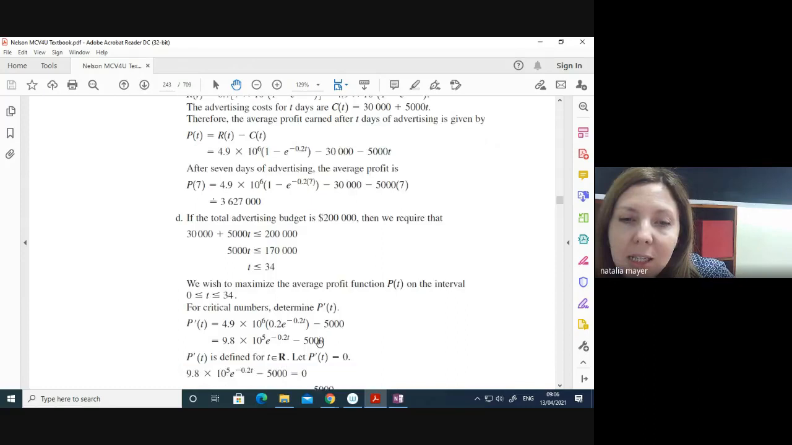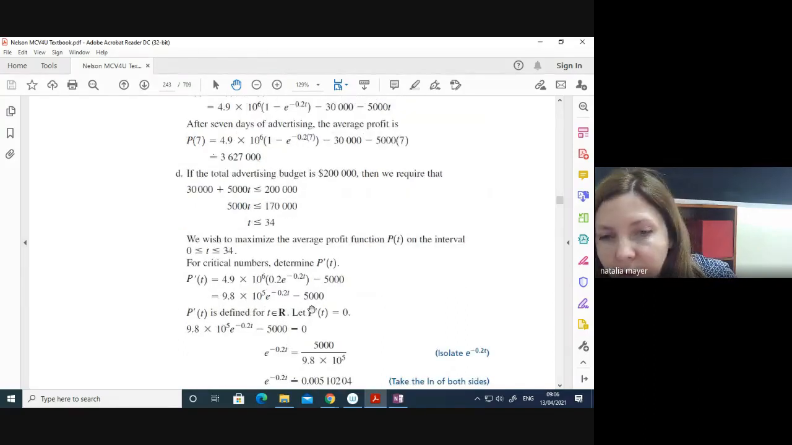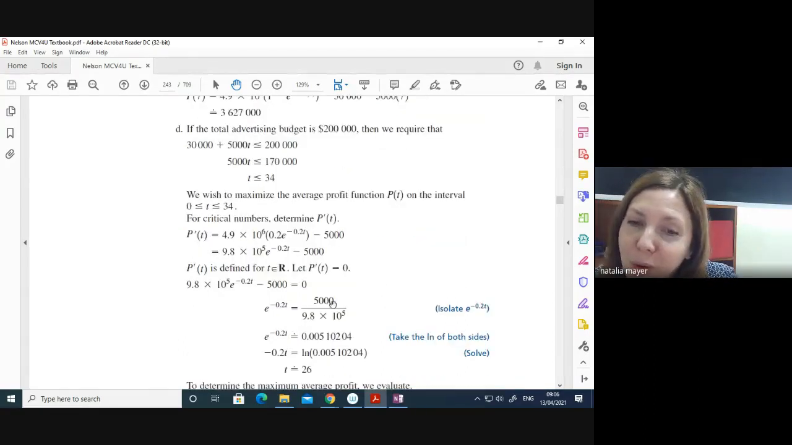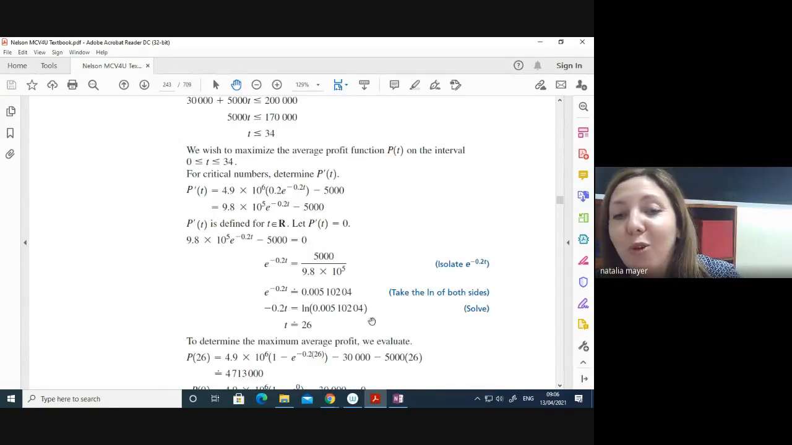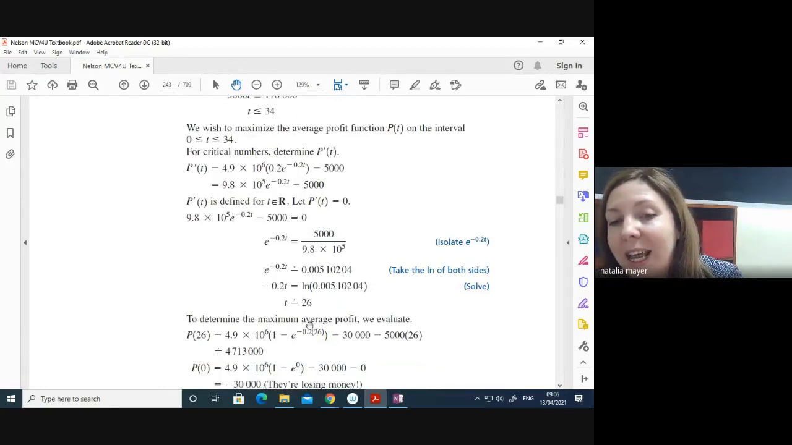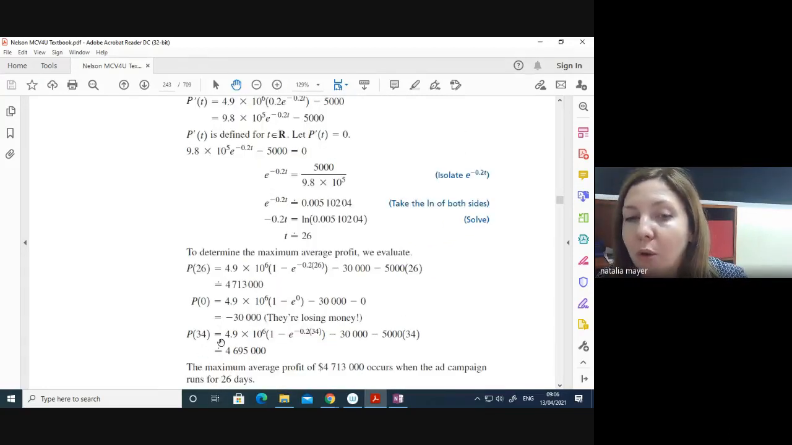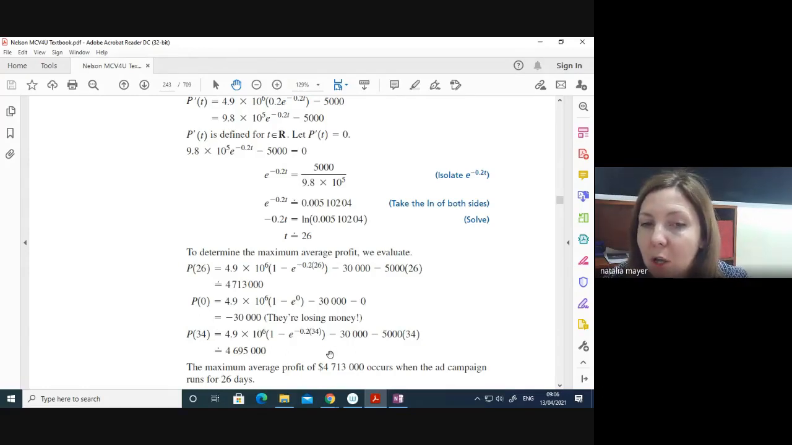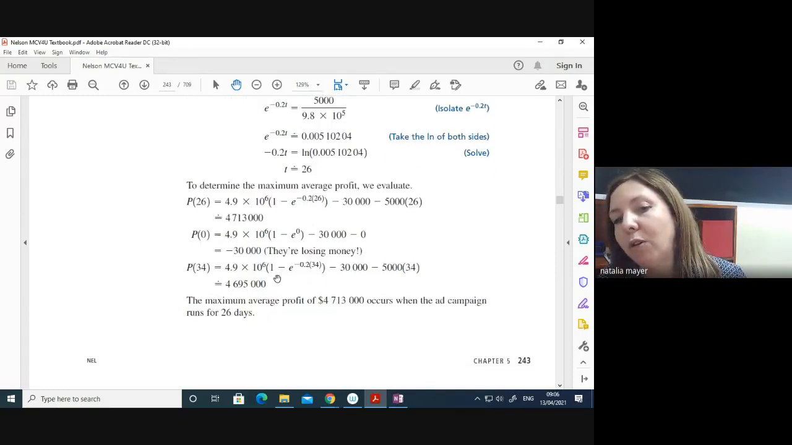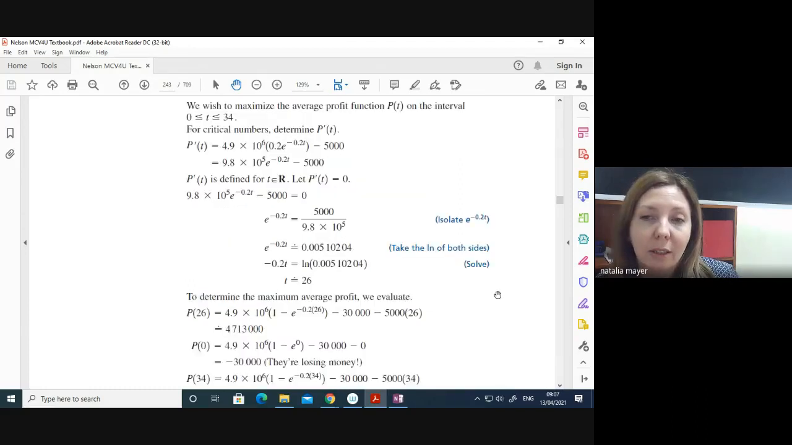The rest is easy. We just need to find the derivative. We need to equate it to 0. We need to solve for t, and then check them all to get the maximum number. So the maximum number here is where? This one, 26. So it happens at the 0 of the derivative. That's it. What do you think?